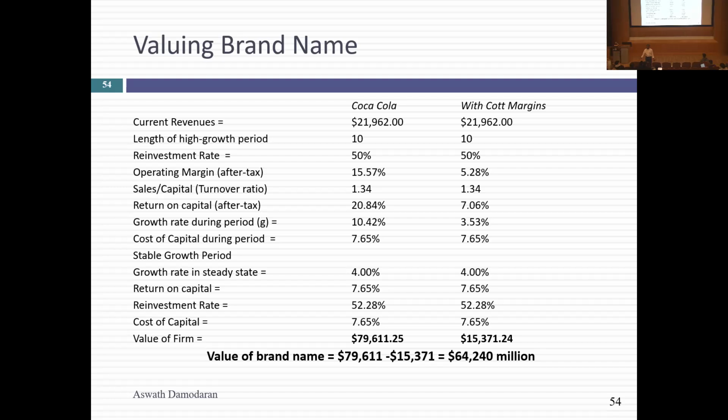"I don't believe you." This is what happens when you argue with marketing people. This is exactly the kind of response you get. But I came prepared. I knew this question was coming, and I got lucky. I found a company called Cott. It's a Canadian company that sells almost as many cans of soda as Coca-Cola does.